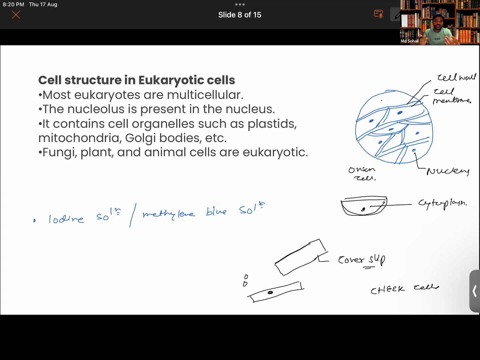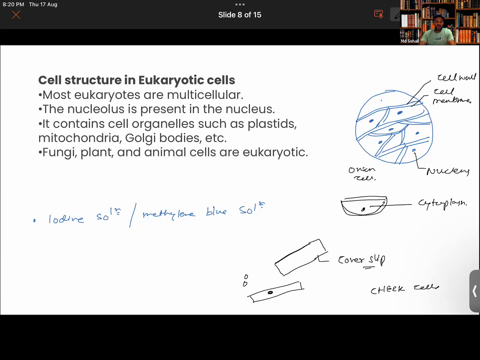Now it can be studied under the microscope, but you need to make sure that there is not any bubble in it. Otherwise, the cell structure can't be studied properly. So the cover slip needs to be placed over it very properly, right?